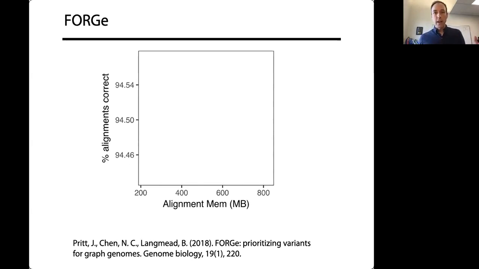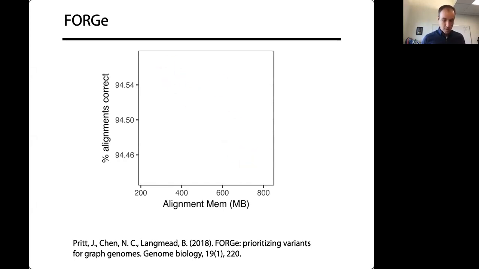Here, the horizontal axis, as we go to the right, we're including more and more variation in the graph, right? So the leftmost point is going to be a linear reference genome. The rightmost point is going to be a graph that has basically everything from the 1,000 Genomes Project. And then the vertical axis is a measure of what fraction of the read alignments are correct. And because it's a simulation experiment, we can assess the correctness of the alignments that come out. And so you can imagine what might this picture look like, right?